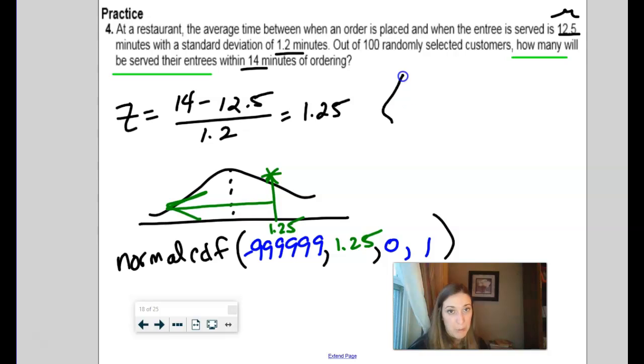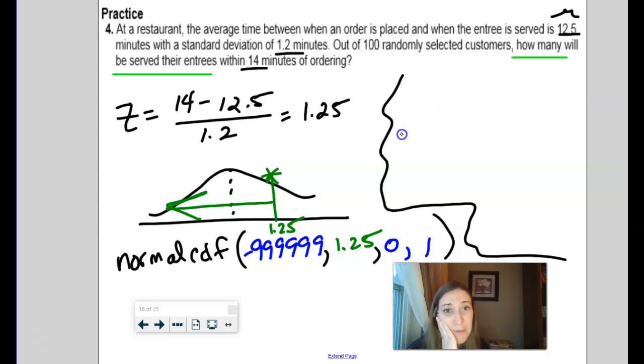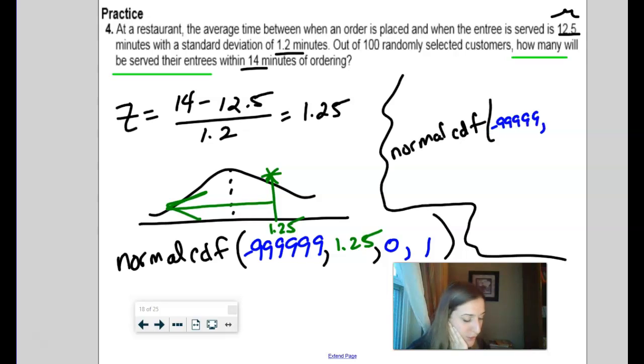So here's my other point though, and this is where my friends from stats are like, why are you doing all this work? This question could have been done the same way using a normalcdf. You even could have used the same lower bound, negative 99999, anything really negative, and then your upper bound being 14. Then your mean is 12.5 and your deviation is 1.2. You can read that, right? I haven't answered any of these, so I'm going to go to my calculator and figure that out.